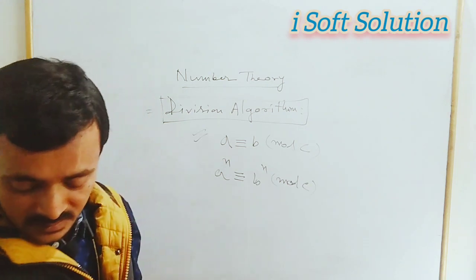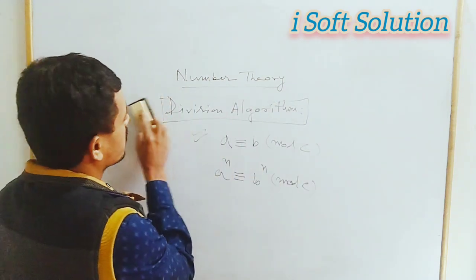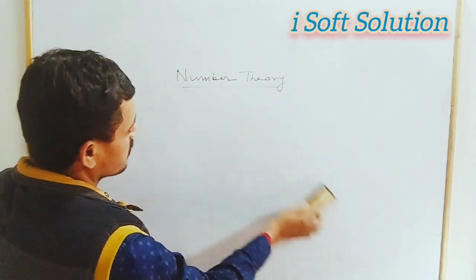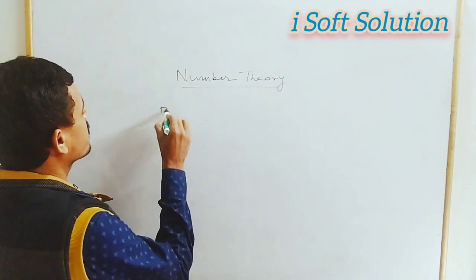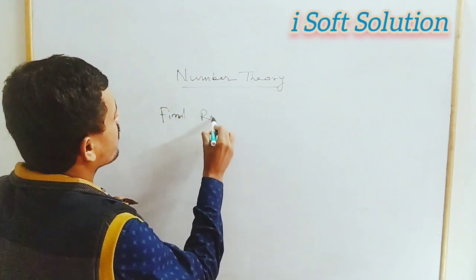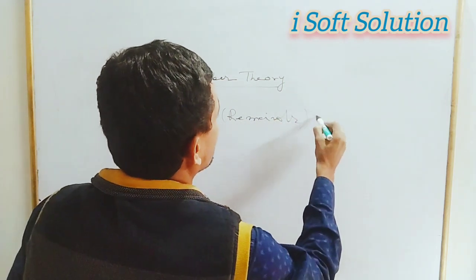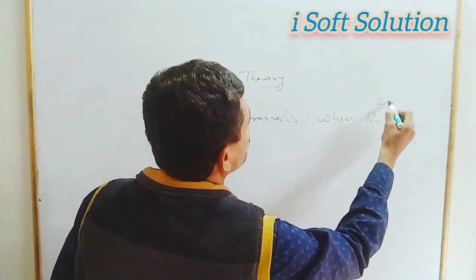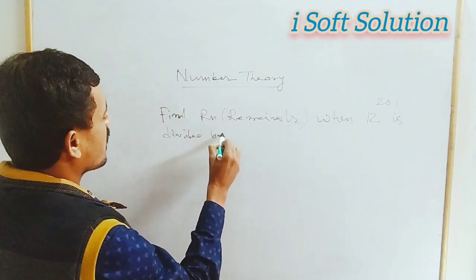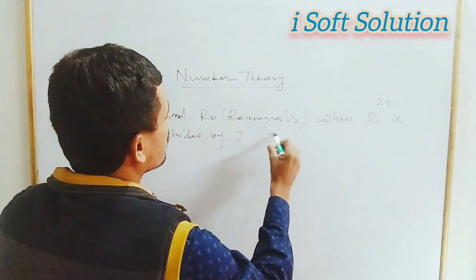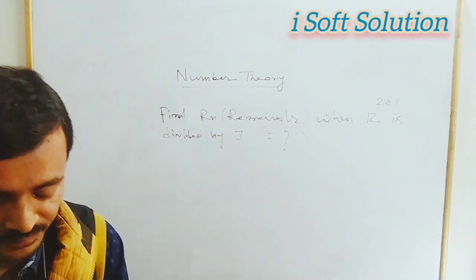Now, let us discuss this with a simple problem. The problem is, find the remainder when 12 to the power 201 is divided by 7. That is, what will be the answer when 12 to the power 201 is divided by 7? Now, let's start.